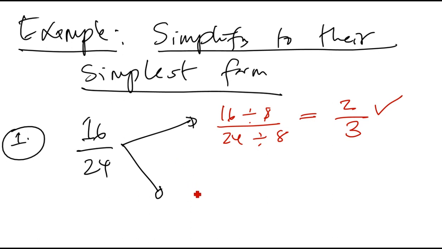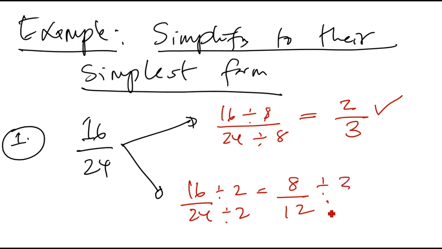So this one is going to be 16 over 24 divided by 2, divided by 2. So 16 divided by 2 is 8. 24 divided by 2 is 12. Do it again, divided by 2, divided by 2. You get 4 and here you get 6. Then divide by 2, you get 2 and 3, until you get your answer.